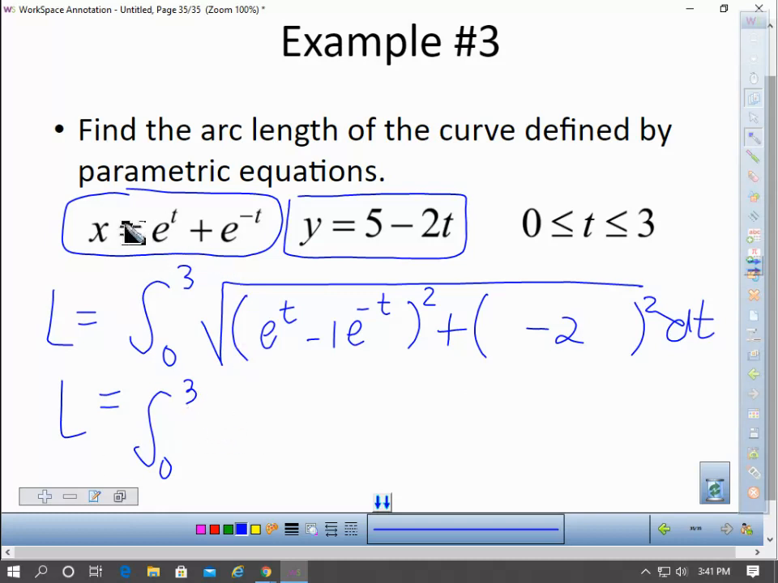So all I did was I found the derivative dx dt. So I took the derivative of this in terms of t's, and then I took the derivative of the y function in terms of t's. So this is dx dt squared, and this is dy dt squared. All right, so the rest is algebra.